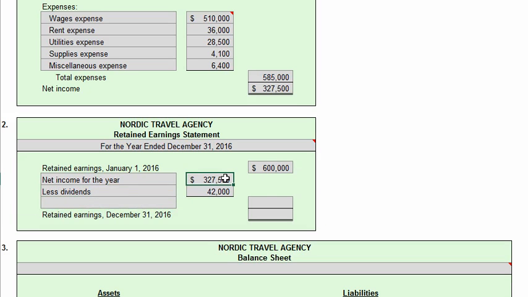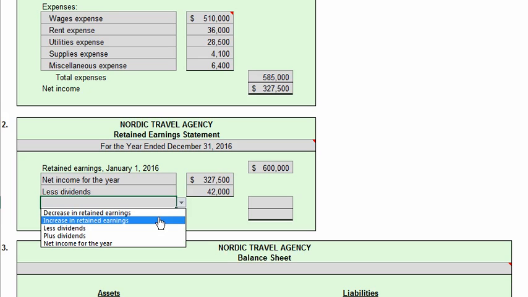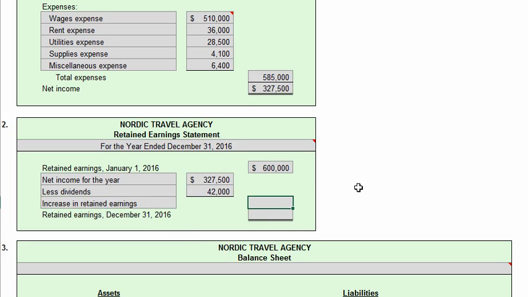All right, then we're going to take the difference in the two. Net income increases retained earnings. Dividends decrease retained earnings. When we net the two together, net income is larger than dividends, so for the year we're going to have an increase in retained earnings. And we're going to have an increase for the difference in these two. So we'll say $327,500 minus $42,000. We end up with an increase in retained earnings of $285,500.